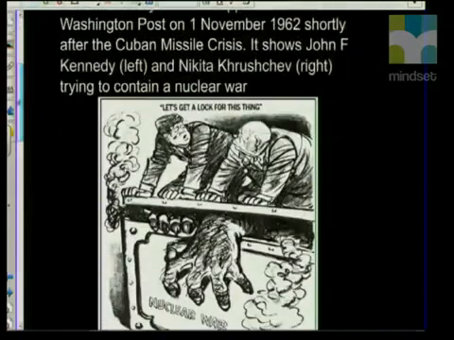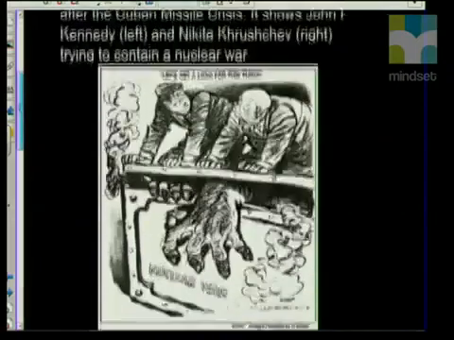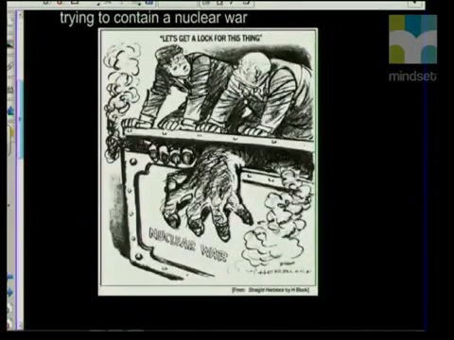And then we look at this cartoon that we've already analyzed. Remember, I'm not going to read the caption again because we've already done that. And we said that there is writing on the cartoon itself where both Kennedy and Khrushchev are saying, let's get a lock for this thing. In other words, they're saying, we don't want a nuclear war. Let's keep it contained in the box. And then there is a nuclear war there. So you need to go back to the cartoon analysis that we've done.